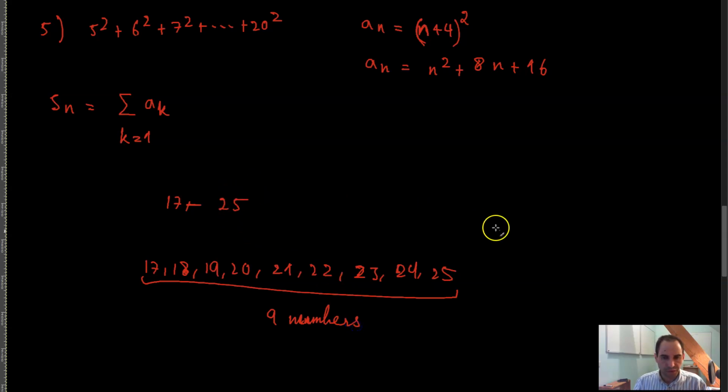Which means that if I write 25 minus 17, that's going to give me 8. And so I have to add, of course, a 1 to this number to get to the number of numbers. Which means that 20 minus 5 is equal to 15. That's 16 terms. So k goes from 1 to 16, right? K goes from 1 to 16.